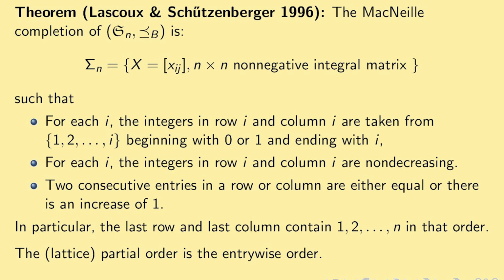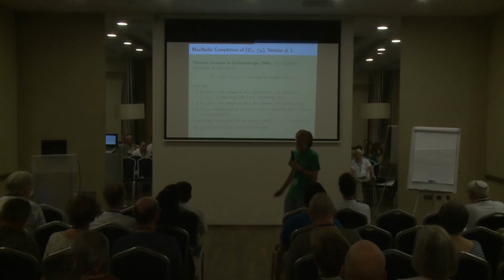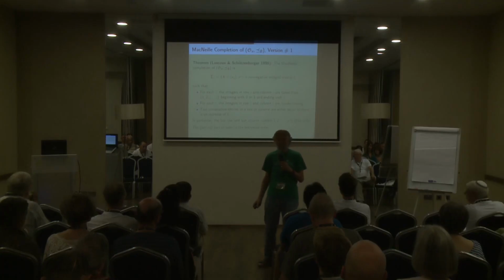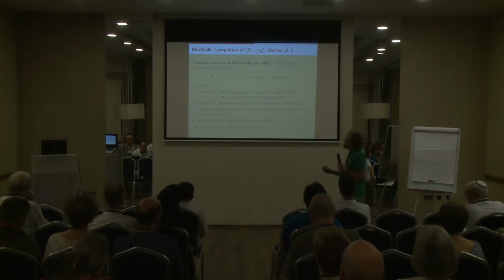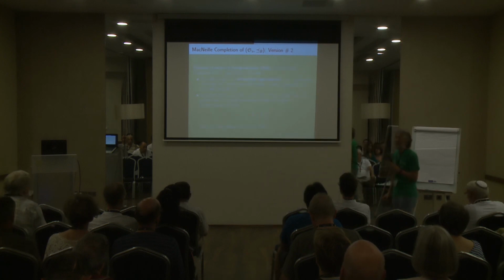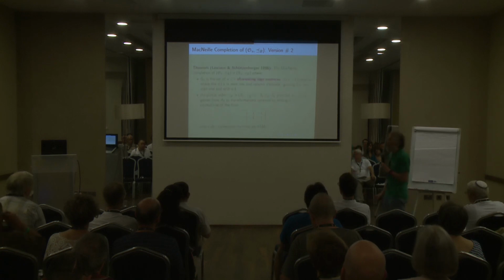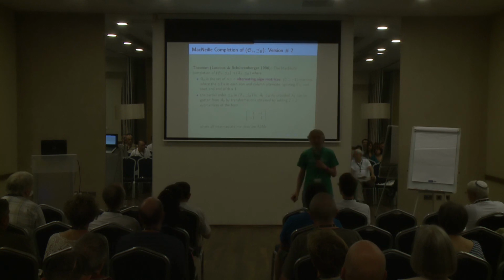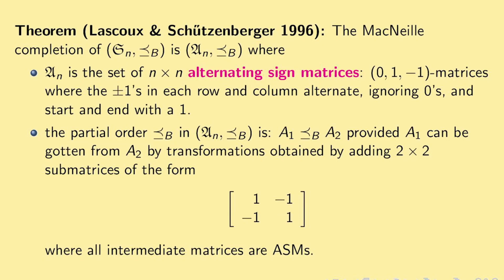And the lattice partial order is the entry-wise order. So that is the MacNeille completion of the Bruhat order on the partially ordered set of permutations, okay? All right, here's the second version, which I've already hinted at. Namely, the MacNeille completion is the set of n by n alternating sign matrices, okay?